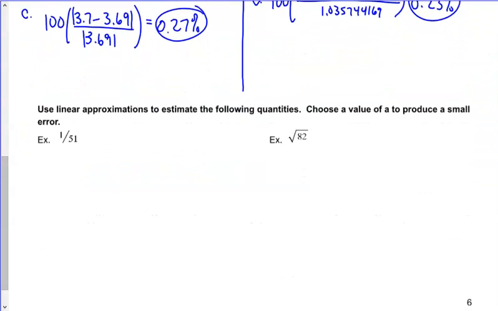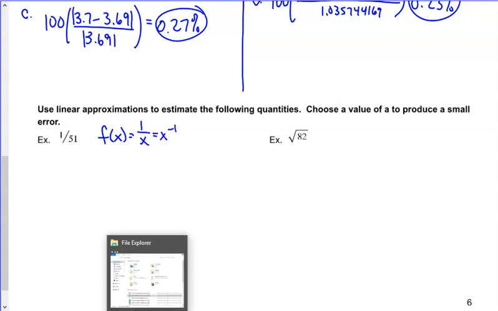All right, so now let's use this linear approximation to find some values for some of these functions. And so we're going to have to display what is the function. We're also going to have to be able to find out what the final answer is on that. So here, use linear approximations to estimate the following quantities. Choose a value of A to produce a small error. So notice I have 1 over 51. I'm going to model that function as 1 over x that we're working with here. I'm going to write that as x to the minus 1 for my derivative purposes.